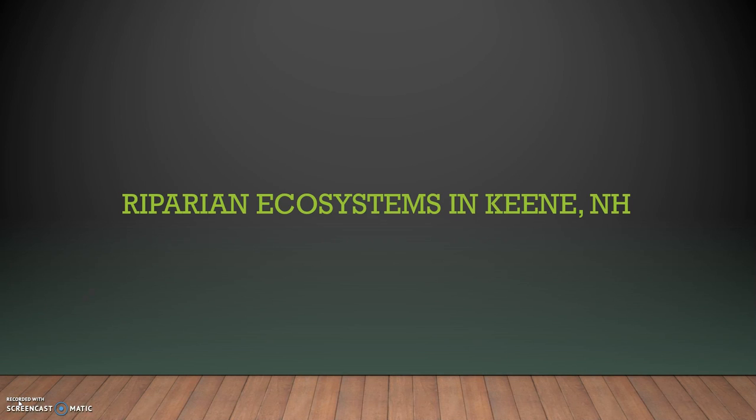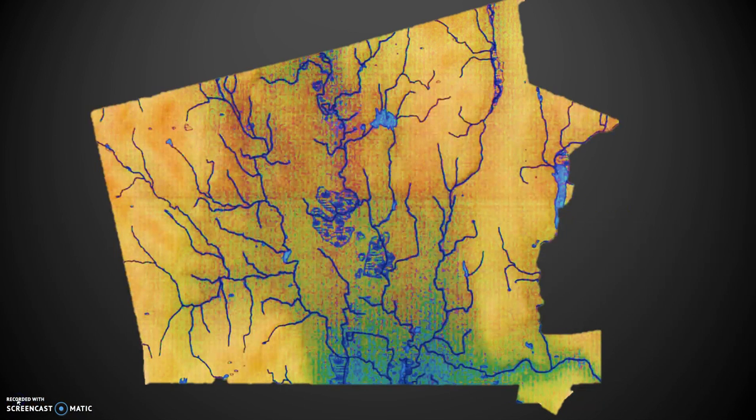The second half of my project focused on learning about the riparian ecosystems in Keene, New Hampshire, in preparation for an internship that I will be completing with the Ashwellet River Local Advisory Committee this fall. The first portion of this involved me learning about the river systems in Keene.